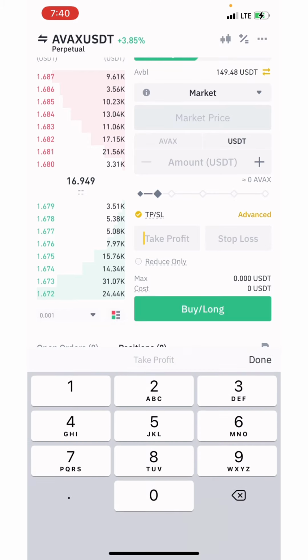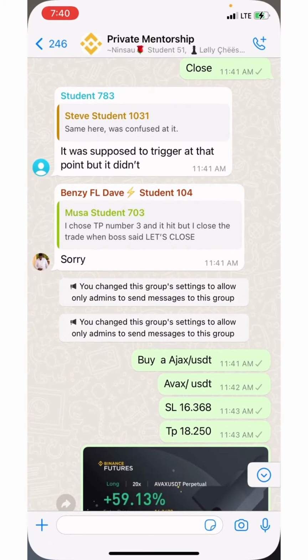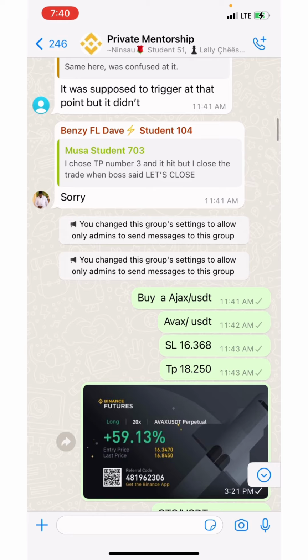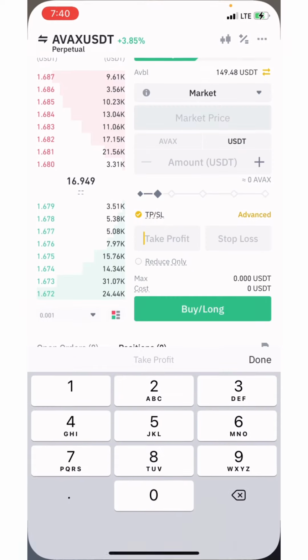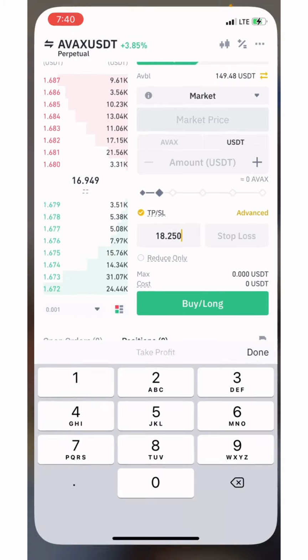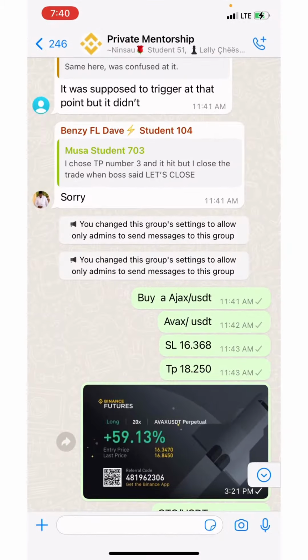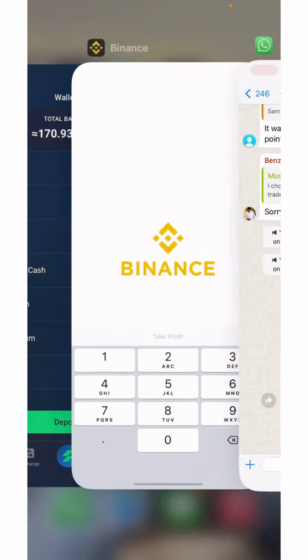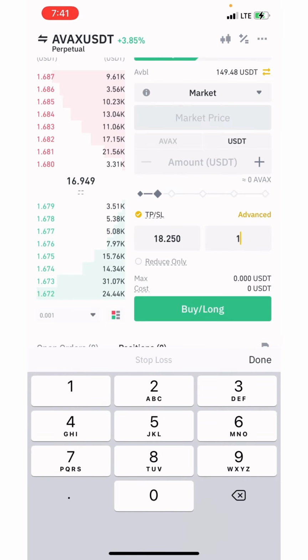Then TP, I gave you TP. TP stands for take profit, 18.250. So you enter 18.250 just below the box here. Then listen, SL stands for stop loss. So you go to 16.350. That's it. Then you enter buy.